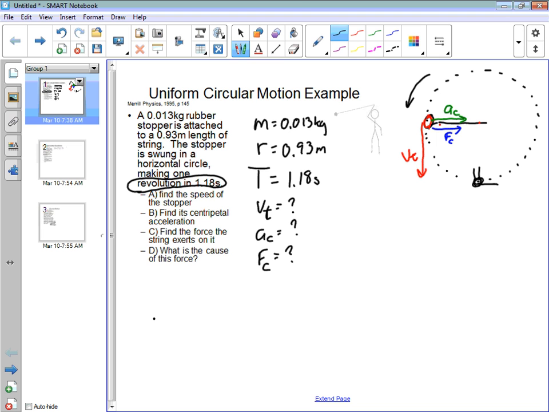Okay, so let's go ahead and solve for the speed of the stopper. So what can we do here? We've got our equation for speed. Tangential velocity is equal to the circumference divided by the time, right? So that's going to be 2 pi r divided by the period. So that's going to be 2 pi, times 0.93 meters, and that is divided by the time of 1.18 seconds. And what did we get for that, please?